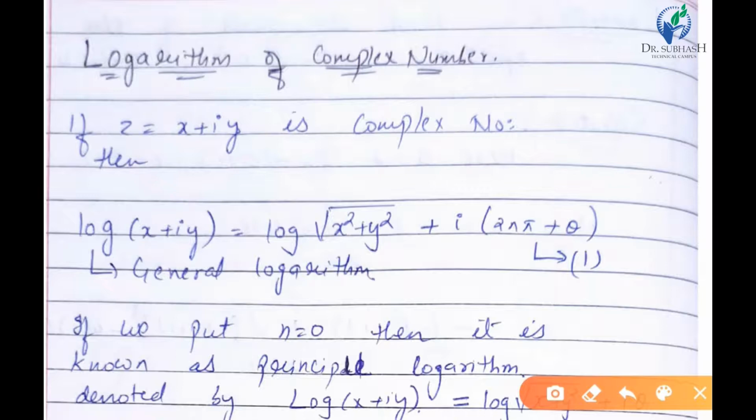Now if z equal to x plus iy is the complex number, then the formula of logarithm is log of under root of x square plus y square plus I 2n pi plus theta. Theta we know how to find according to 4 different quadrants. So this is general logarithm. Now when we put this n equal to 0, we get the value of principal logarithm.